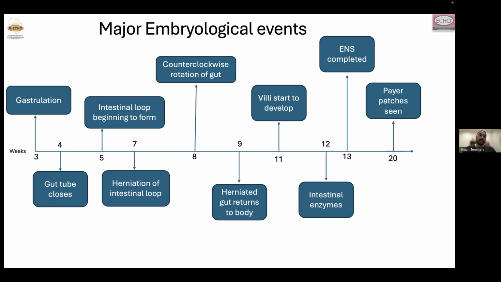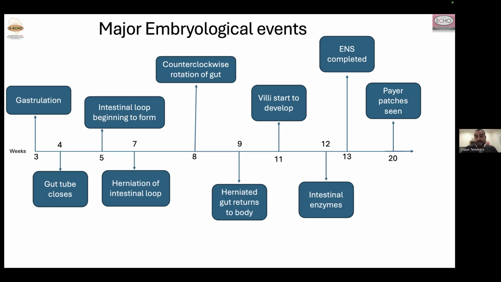Once counterclockwise rotation of the mesentery has occurred, the gut then slowly starts herniating back into the body at about 9 weeks, 4 weeks after it initially herniated out. Once it's back in the abdominal cavity that can now accommodate it, a second rotation occurs, and this allows the gut to be fixed in the orientation that we see in adult life.